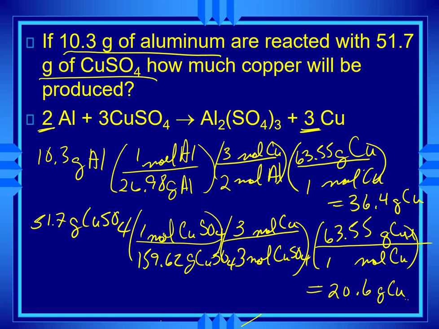So, how much is produced? 20.6, 36.4, 15.8, or 57.2? The answer is the 20.6. Because as I'm doing my reaction, when I hit 20.6 grams of copper, everything stops. Because I've run out of copper in my solution. My solution is no longer blue. All the blue has gone out of it. Okay.